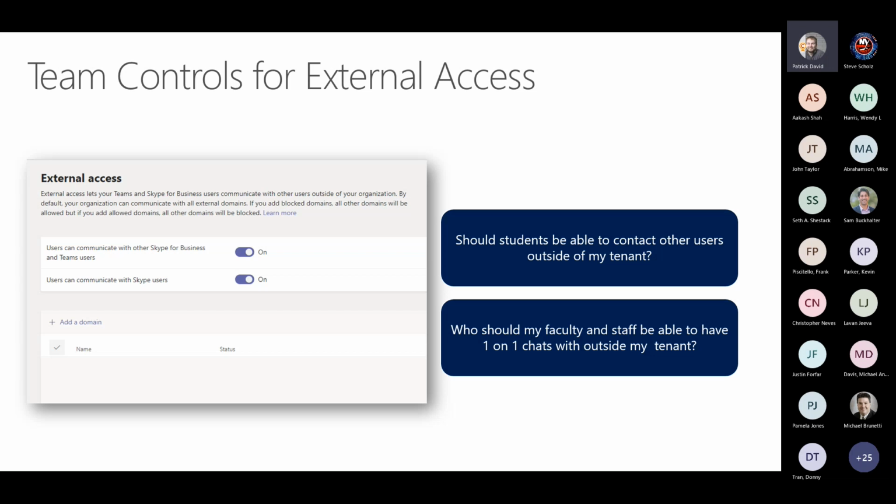So students can chat, faculty and staff, or students can't chat, faculty and staff can chat externally. And so you can have controls here over those capabilities. And you can either turn it on or off. You can limit this by domain. So these are considerations that you might want to do as you're rolling out Teams in your environment.